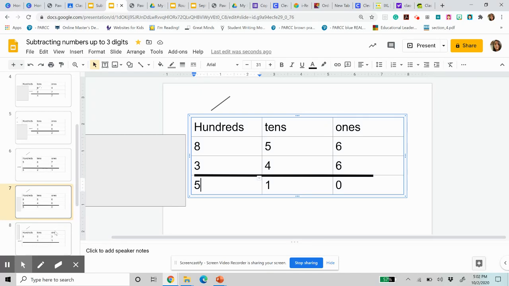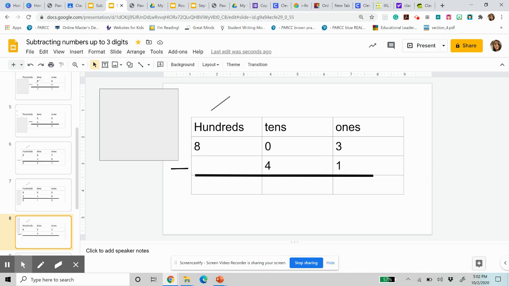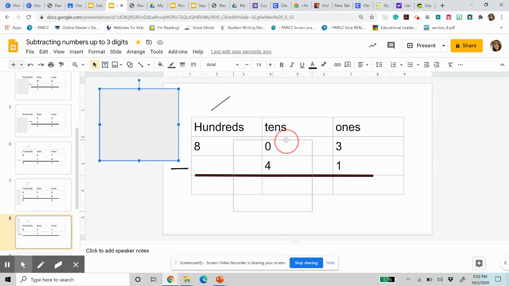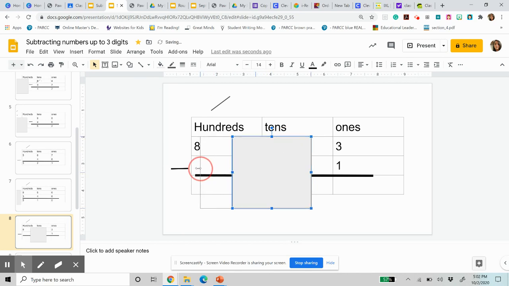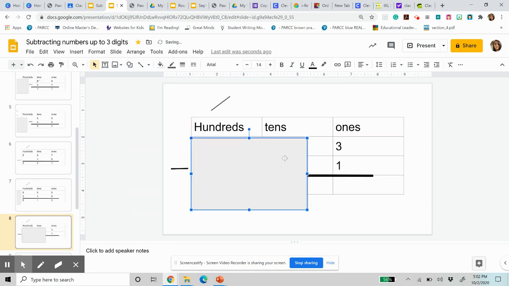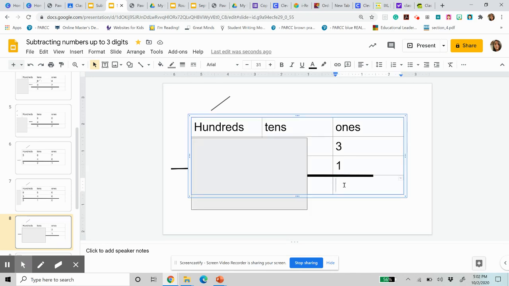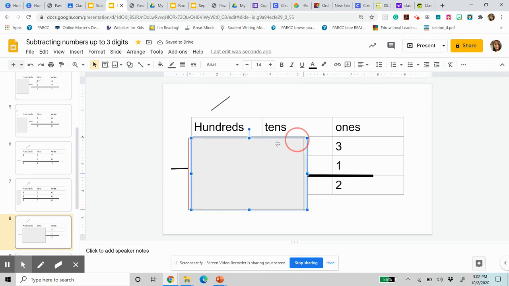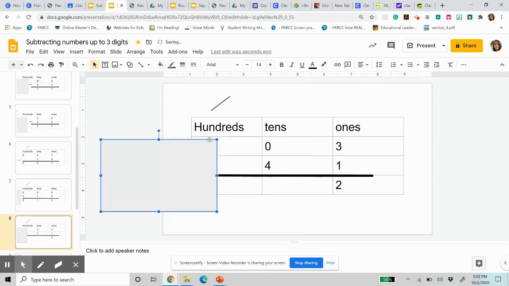All right, let's try another one. So let's use our paper. 803 minus 41. Okay. So again, starting in the ones. Is 3 bigger than 1? Yes, it is. So it's not a biggie there. I can subtract, right? 3 take away 1. You might know this. You might use your fingers. 2.